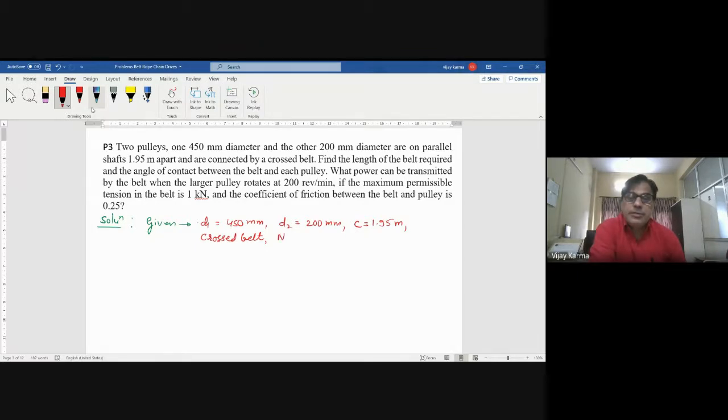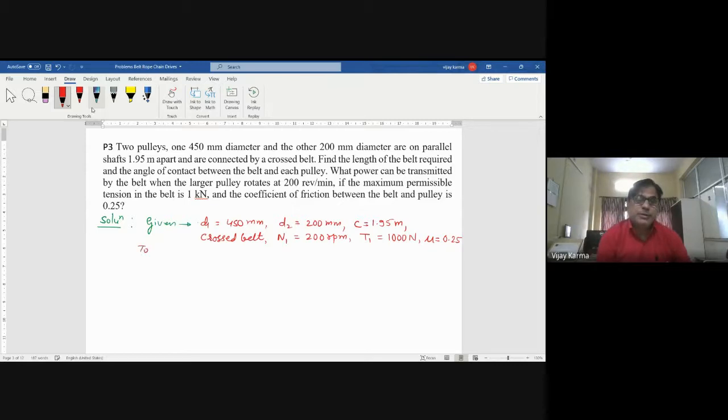So N1 is 200 revolutions per minute, and this is given. Maximum possible tension in the belt is 1 kilonewton. This is 1000 Newton. And another one is mu, 0.25. That's it. So this is given.